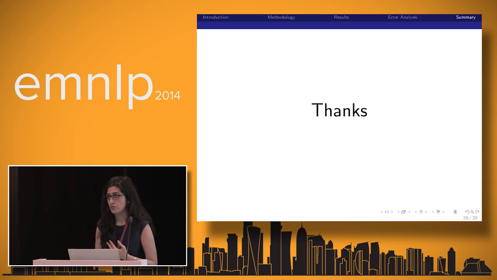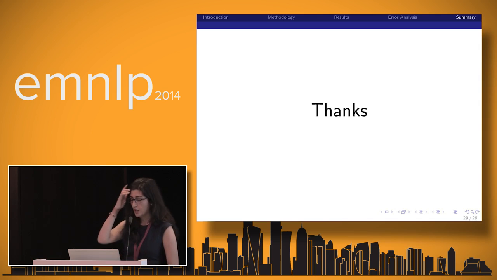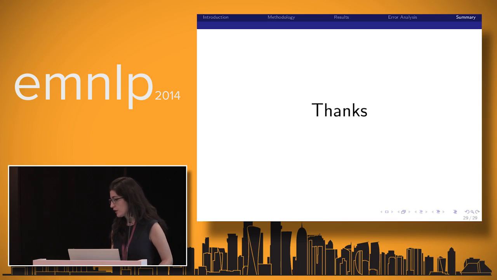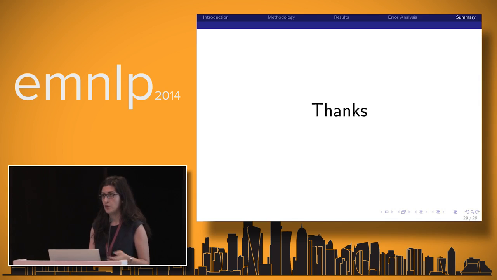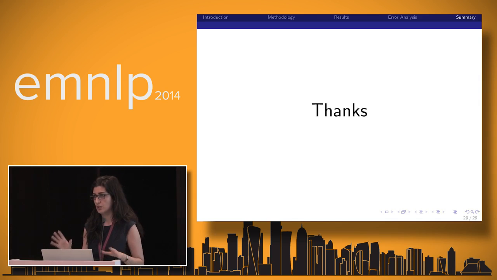Are they all in the Wiktionary? Oh, that's a good question. I have compared it with WordNet. The good thing about Wiktionary is that if a multi-word expression becomes popular, there is a very good chance of finding it in Wiktionary. We compared it with WordNet, and the coverage was much higher in Wiktionary. So yeah, thank you.